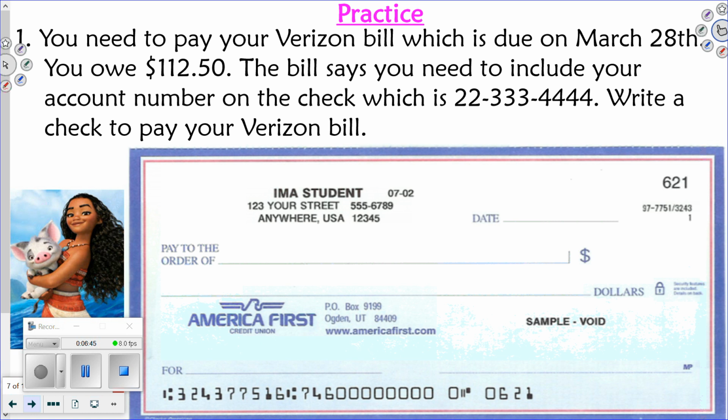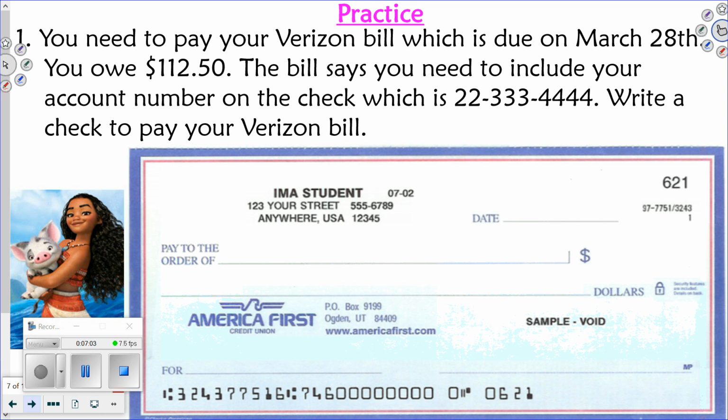Yep. All right, so here we go. You need to pay your Verizon bill, which is due March 28th. You owe $112.50. The bill says you need to include your account number on the check, which is 223334444. Write a check to pay your Verizon bill. So we're just going to practice writing a check.